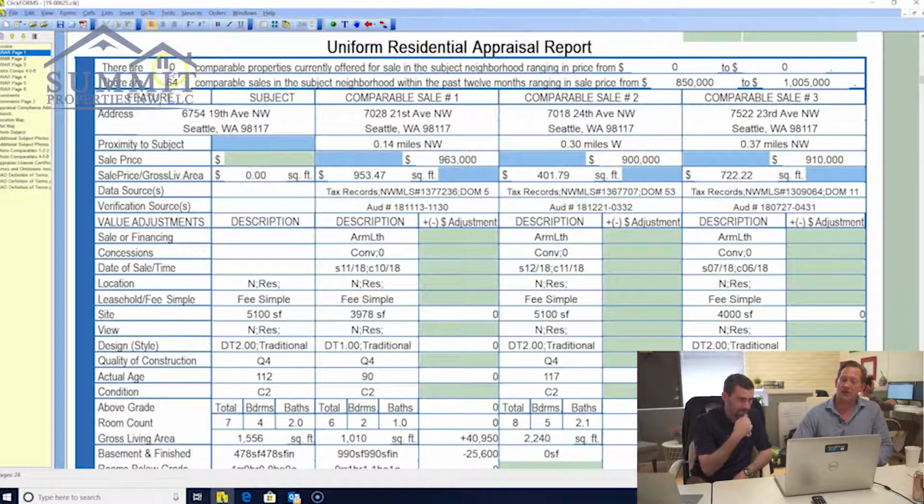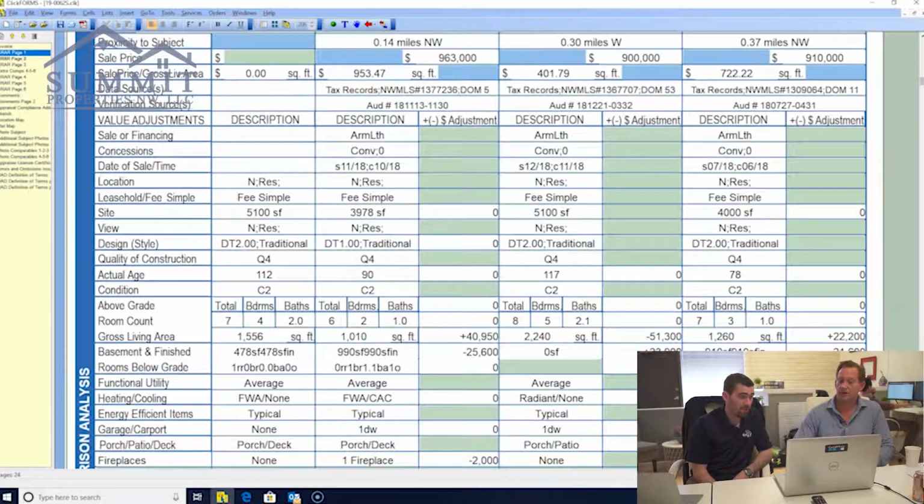Understood. So there are 0 comparable properties currently offered for sale in the subject's neighborhood. There's nothing on the market. There are 64 sales in the past 12 months, ranging from $850,000 to $1.5 million. That's another really good thing that I could add to the write-up: inventory. There's currently not a single property in the neighborhood for sale. So that could probably go under my strengths section: 0 inventory, super strong market. Awesome. Okay, and so then this is all subject information over here.